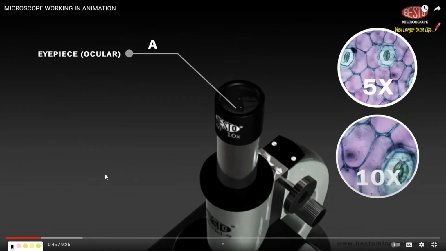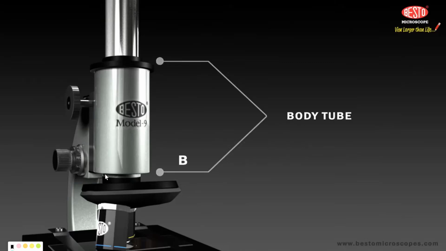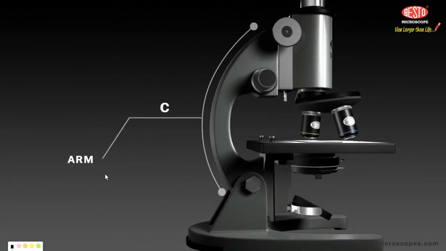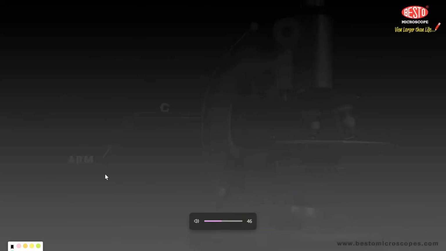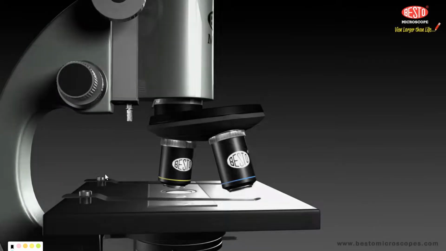B. The body tube holds the eyepiece in position over the revolving nosepiece and the objectives. The body tube may be straight up and down or slanted. C. The arm is the curved metal piece that holds the body tube in place over the stage and the base. D. The revolving nosepiece holds the objectives and allows you to change objectives while looking at a slide or sample.